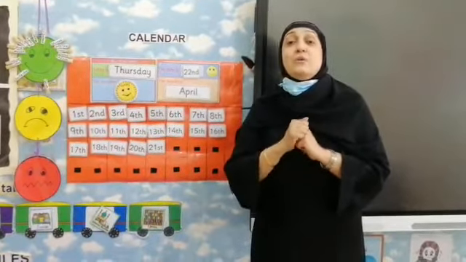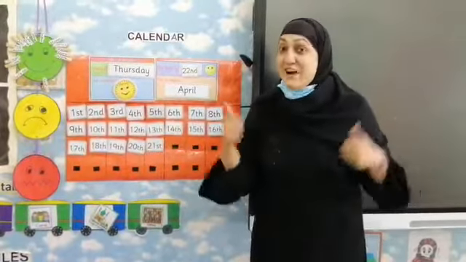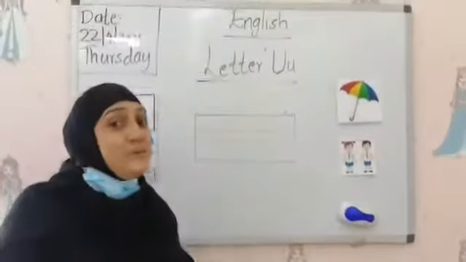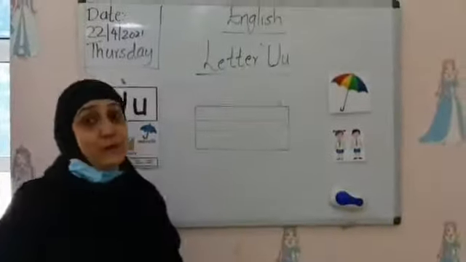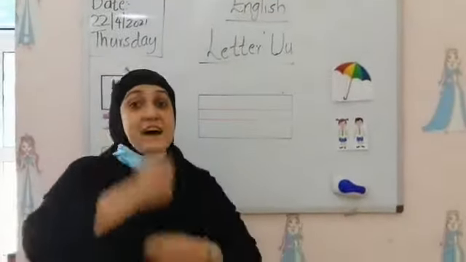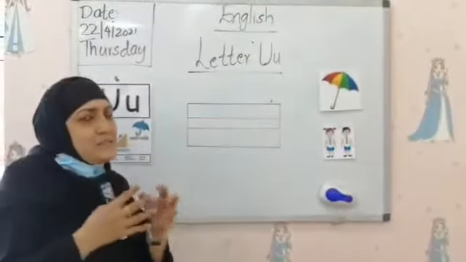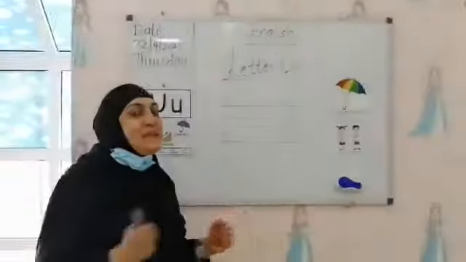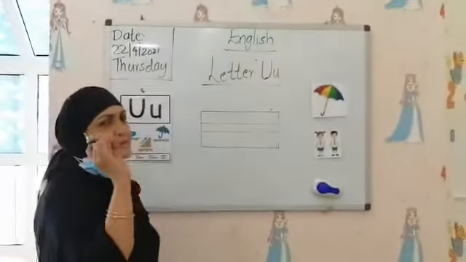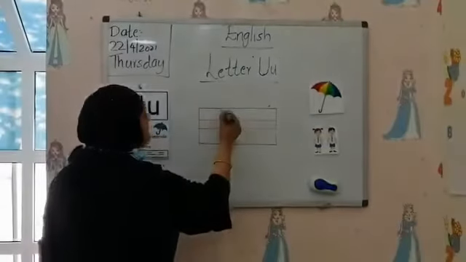Okay, let's start with the letter of the week, and we're going to play a game with the letters. Are you ready? You know that this week we are doing letter U, and what's the sound? Let's do the action. Umbrella. So let's revise letter U, then we're going to play a game with the letters. First, just practice a little bit of writing, then we'll go for the game. Let's start with letter U.